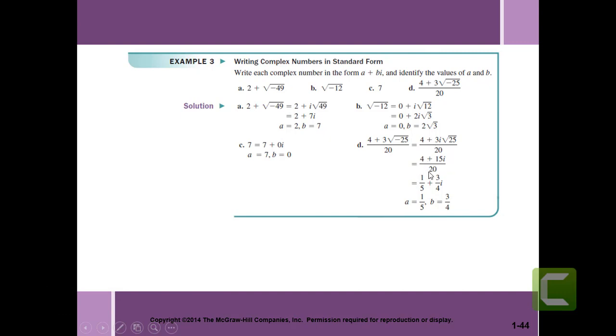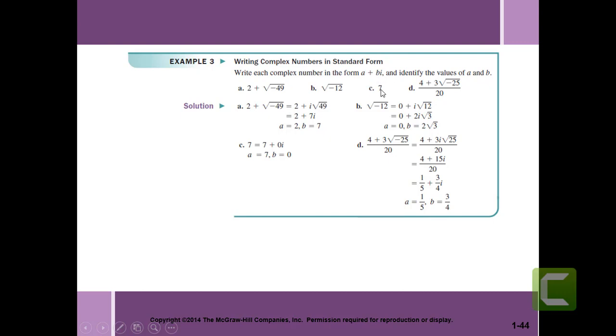So we got this right here, and then we're going to simplify it by breaking it into two fractions. 4 divided by 20 gives us 1/5, and 15 divided by 20 gives us 3/4. And so now our a is 1/5 and our b is 3/4.